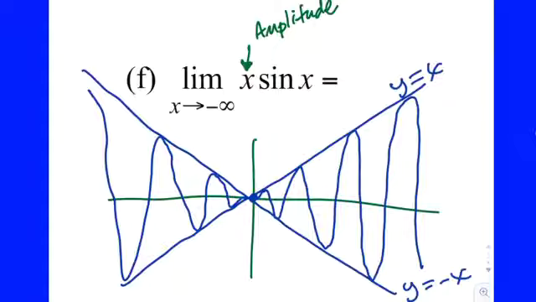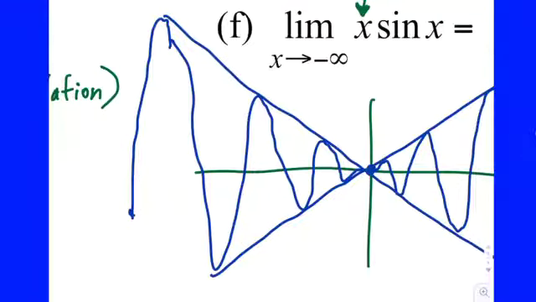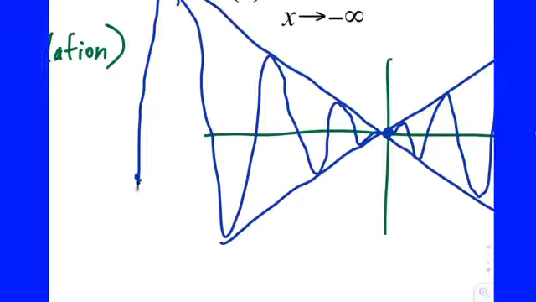So it looks like the limit as x goes to 0 is going to be 0. And that's correct. You could do that by direct substitution. But what would the limit be as x goes to negative infinity, do you think, as we go out to the left? Well, is there going to be a limit?